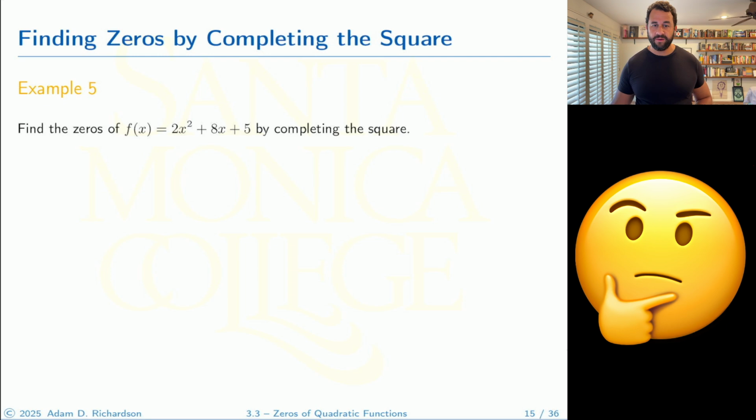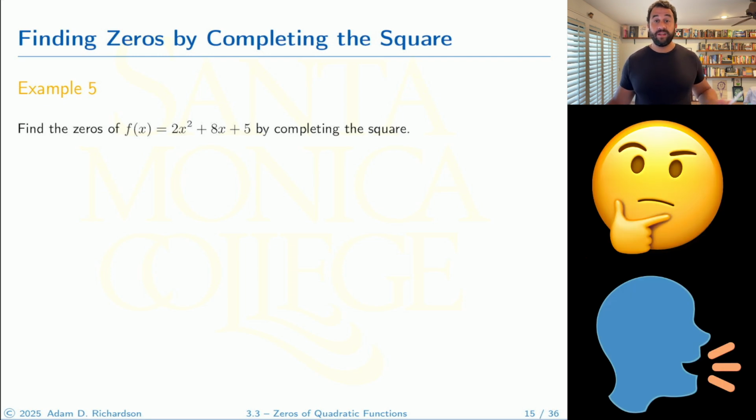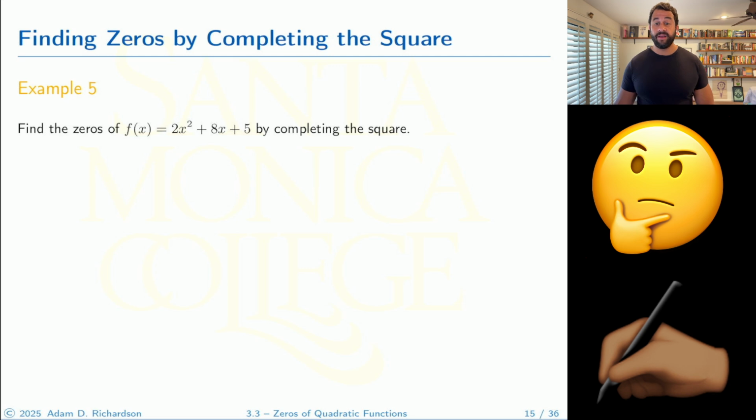Okay. Now, got to say something out loud. What are you going to do? Maybe the first step, maybe the last step, anything out loud to give your brain that feedback. Right? Now work it out. Find the zeros of that function using the completed square form.